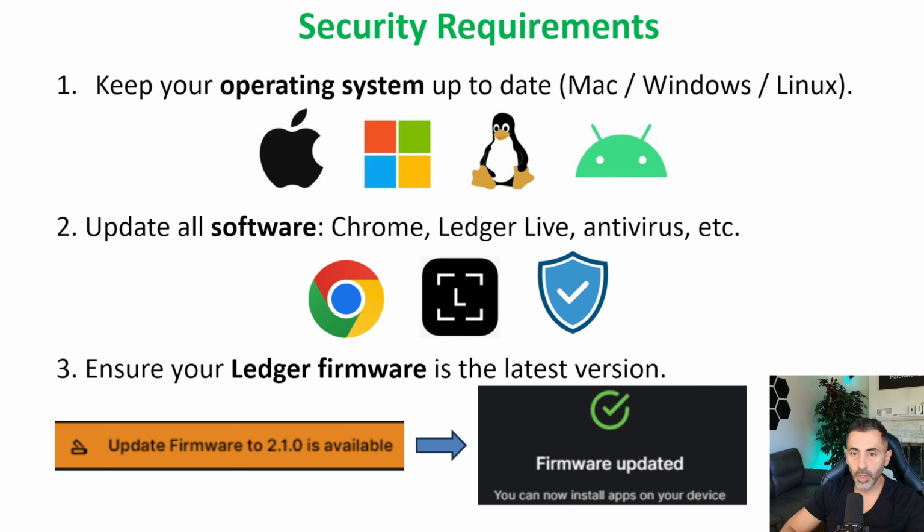There are 3 security requirements that you must follow before doing the transfers. Number 1, make sure your operating system is up to date, and if you can't update it because your hardware is too old, maybe it's time to upgrade the hardware. Number 2, update all software. In this case, specifically, we're going to be using Chrome to connect to the exchange, the Ledger Live software to connect to your ledger. And if you have an antivirus, make sure your virus definitions are up to date. And last but not least, ensure that your Ledger firmware is also running at the latest version.